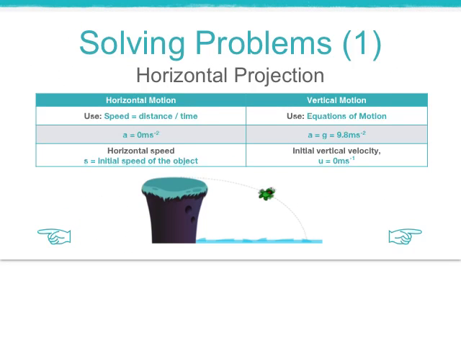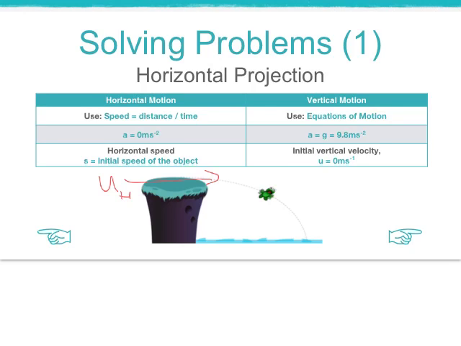So these translate into some assumptions that we can make mathematically. We're going to start with horizontal projection. For horizontal projection, our speed can be equal to distance over time. Our acceleration is zero, and our horizontal speed is the initial speed of the object. And that's usually given, or you have to calculate it. It will be u, and we'll put a little sub-letter there, horizontal.